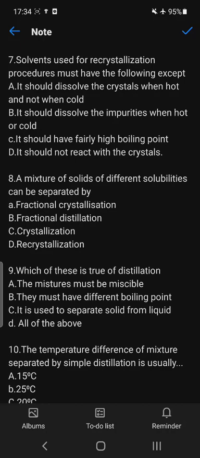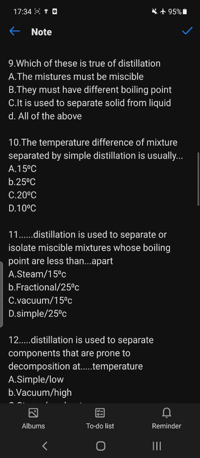Number 9, which of these is true of distillation? A, the mixtures must be miscible, of course they must be. B, they must have different boiling points, sure. C, they must have the same boiling points. And D, it is used to separate solid from liquid or liquid from solid. So the answer is all of the above. Number 10, the temperature difference of mixture separated by simple distillation is usually 25 degrees Celsius. Please take note of questions like this. The answer is 25 degrees Celsius.